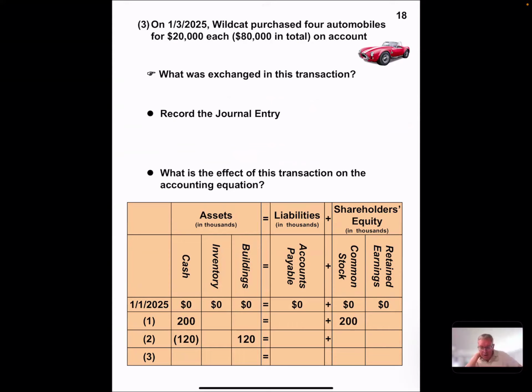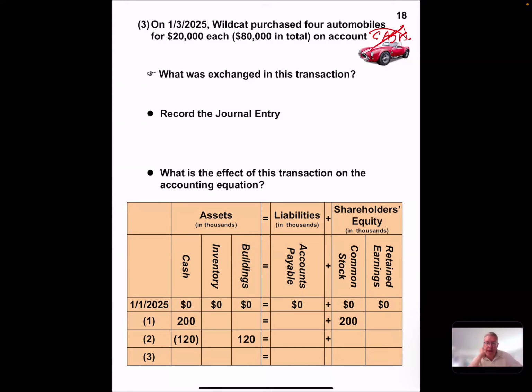So what did Wildcat do next? All right, so now they're getting into the nitty gritty of what they do. So you said before, the heart of their business is buying and selling cars. So they went out and bought 4 cars. Each car cost $20,000, so $80,000 in total. And they bought them on account, which means they did not pay cash.